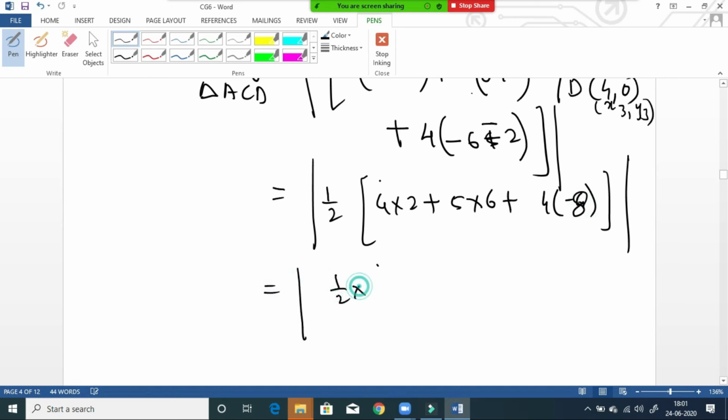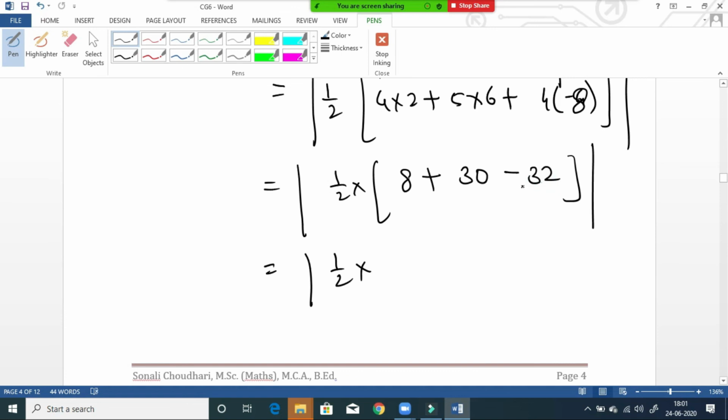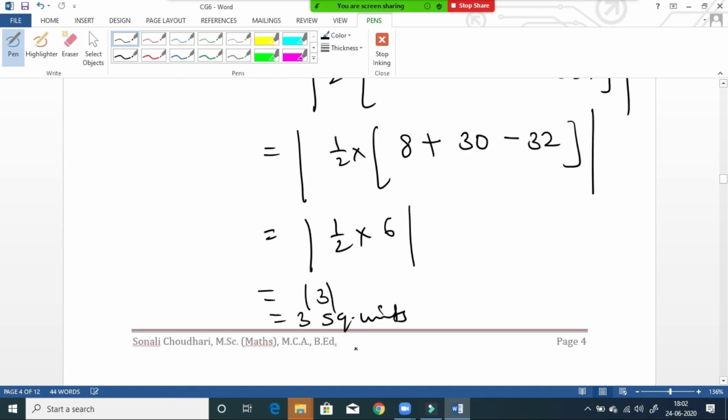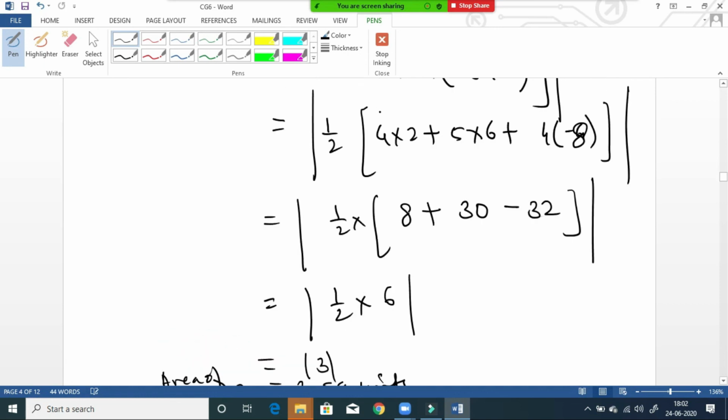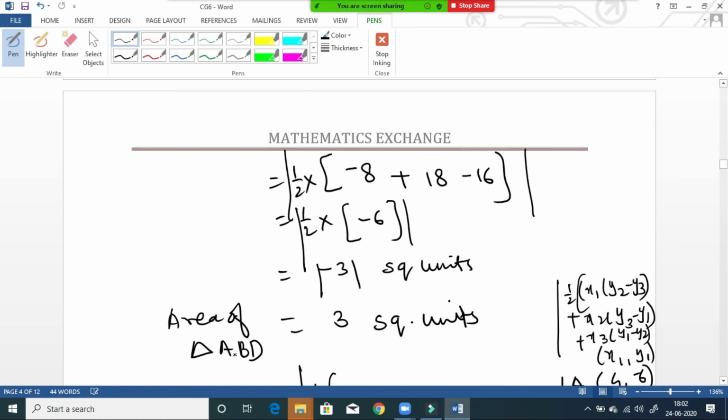So that is equal to, inside the modulus, half into 4 into 2 is 8, plus 5 sixes are 30, minus 32. Bracket complete, mod complete. So that is equal to half into, so 30 minus 32 is minus 2, plus 8 is 6. So half into 6 is 3. So mod of 3 is 3 square units. So this is the value for area of triangle ACD. So we get 3 square unit.